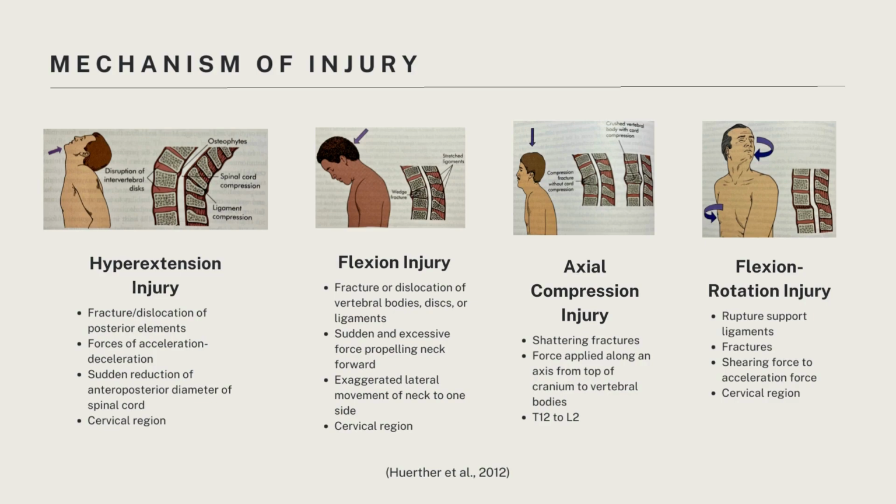And the last mechanism of injury is flexion rotation injury. This occurs when the head is turned in an opposite direction from the torso. It results in the rupturing of support ligaments and fractures, most common in the cervical area.